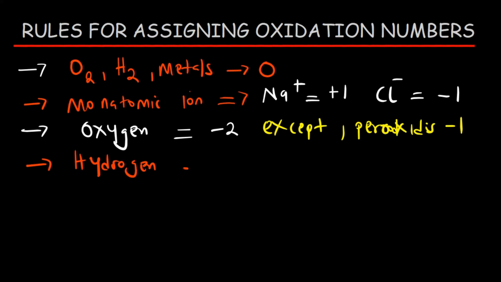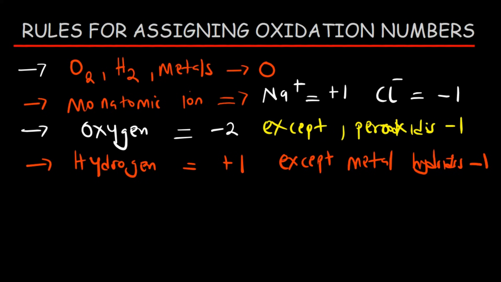For hydrogen, the oxidation number is usually plus 1, except in metal hydrides. If we say sodium hydride, you know, metal hydrides, that's when hydrogen has a negative 1.